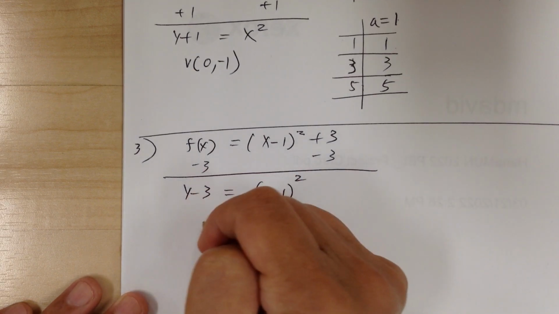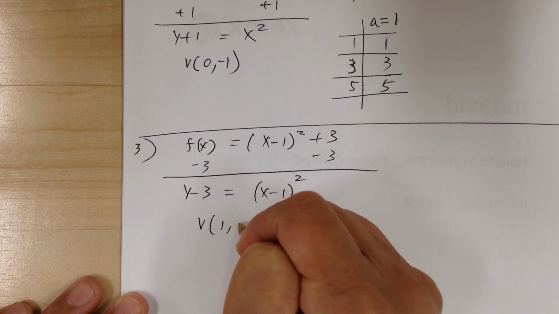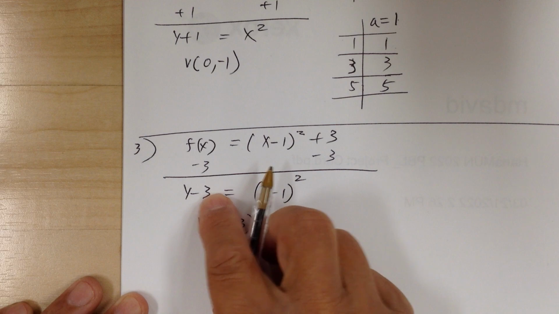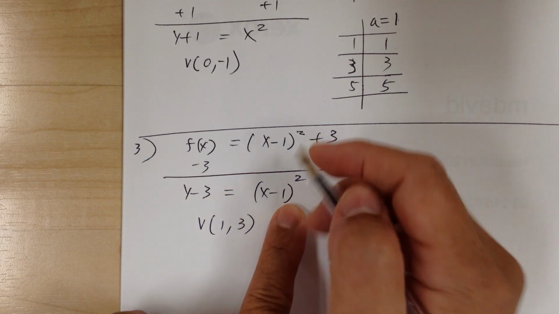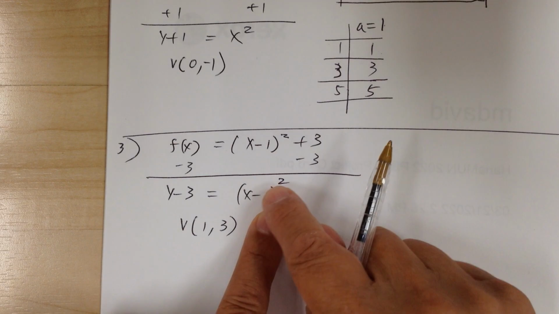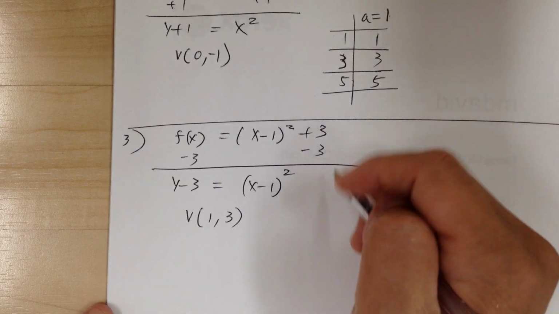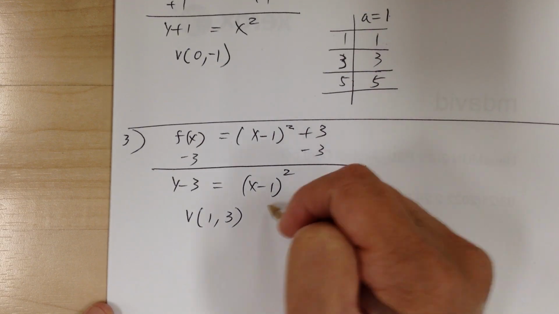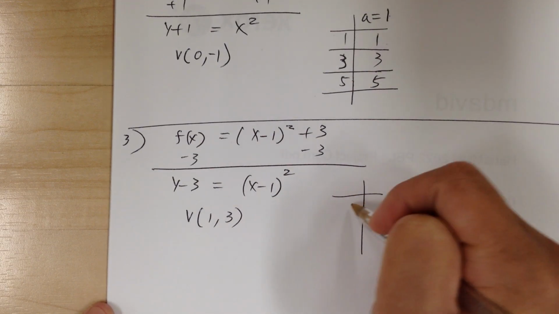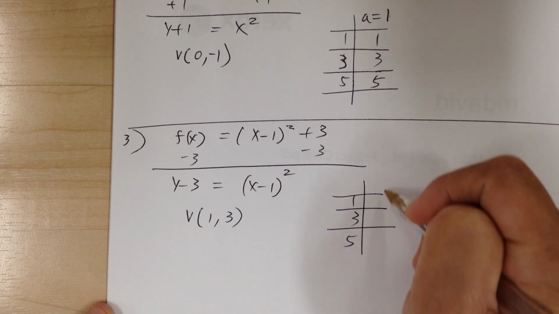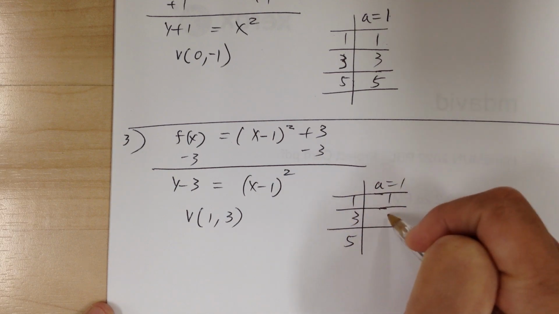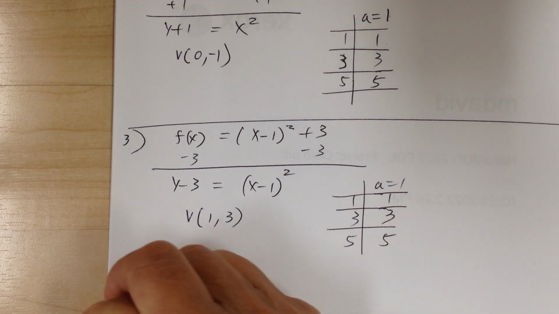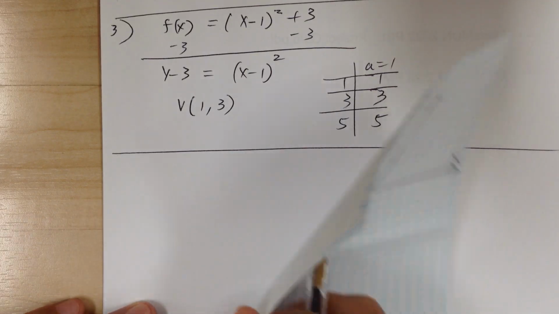Now your vertex is going to be at 1, 3. Right, 1, 3. And remember, it's a minus, so you just take that. And again, in this case, your a equal to 1. So you go to 1, 3, 5. Since a equal to 1, you're just going to stay the same, 1, 3, 5. So that's going to graph.